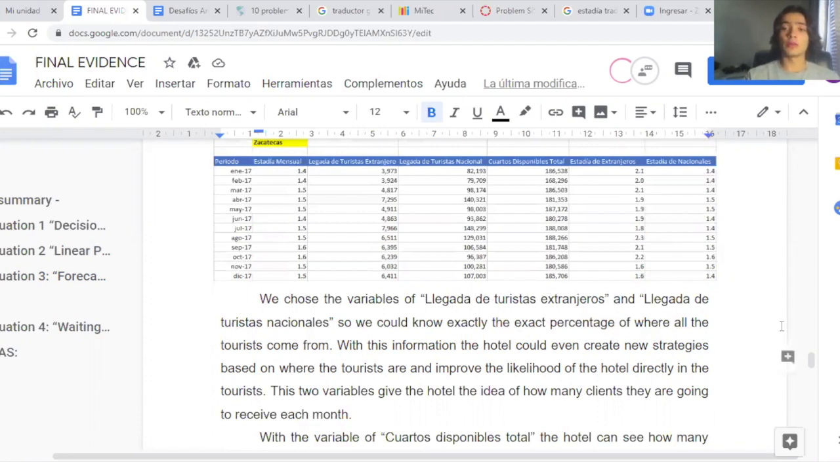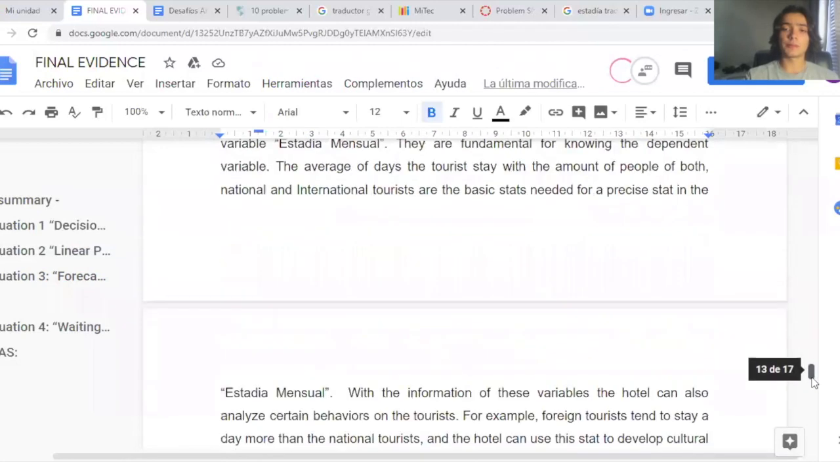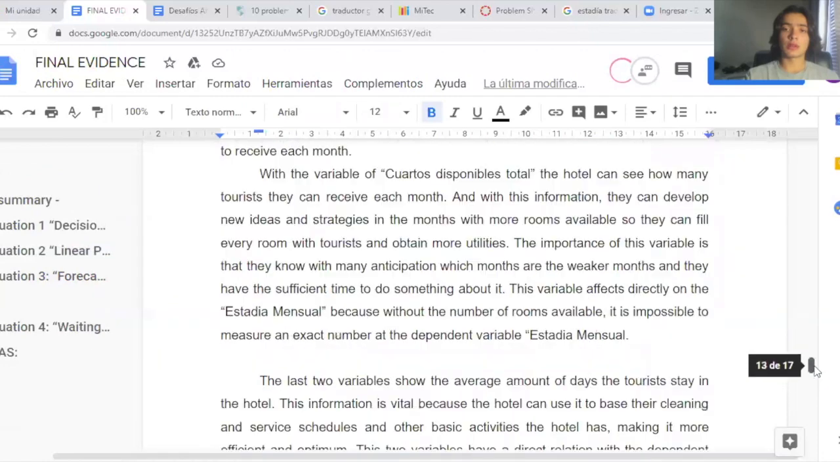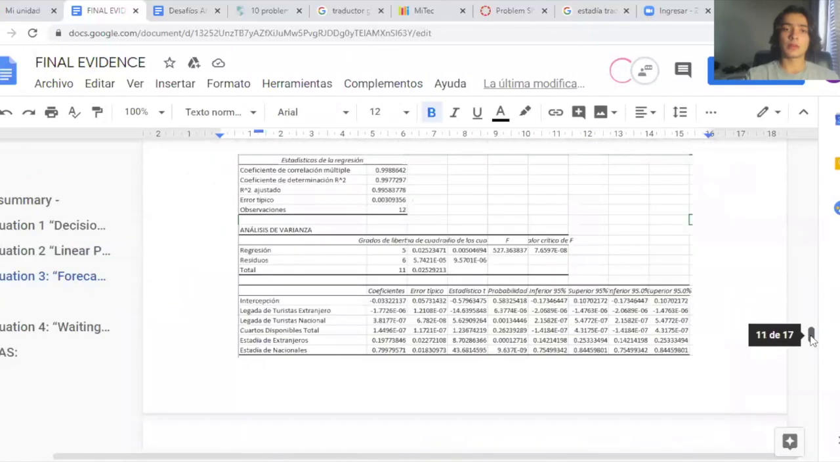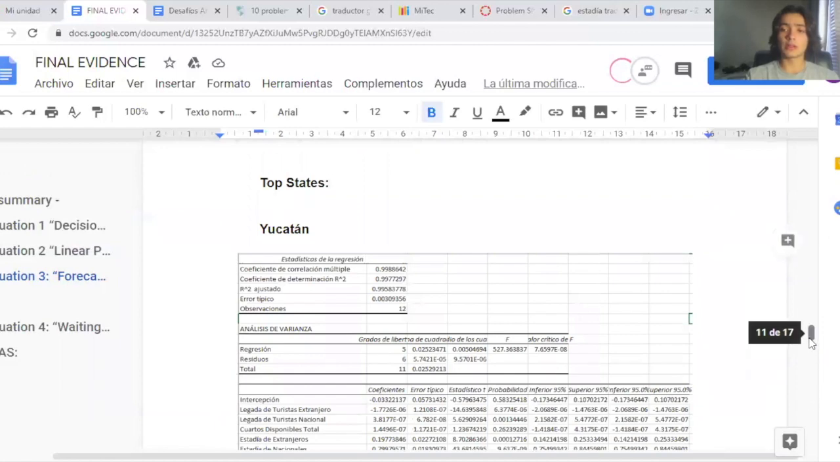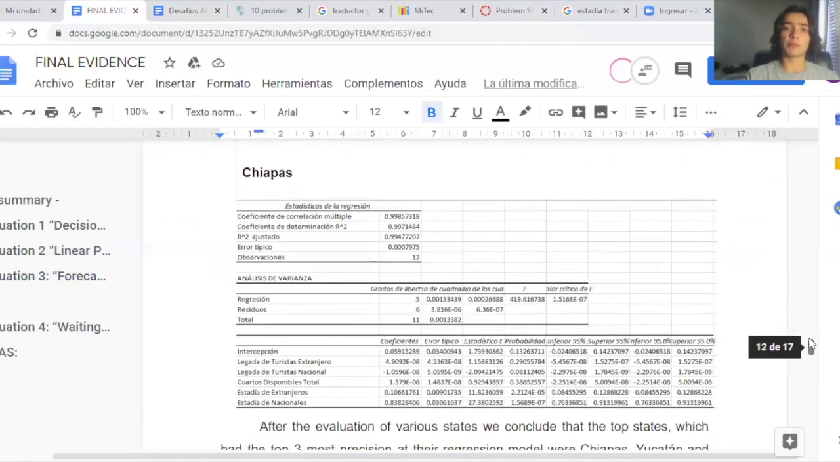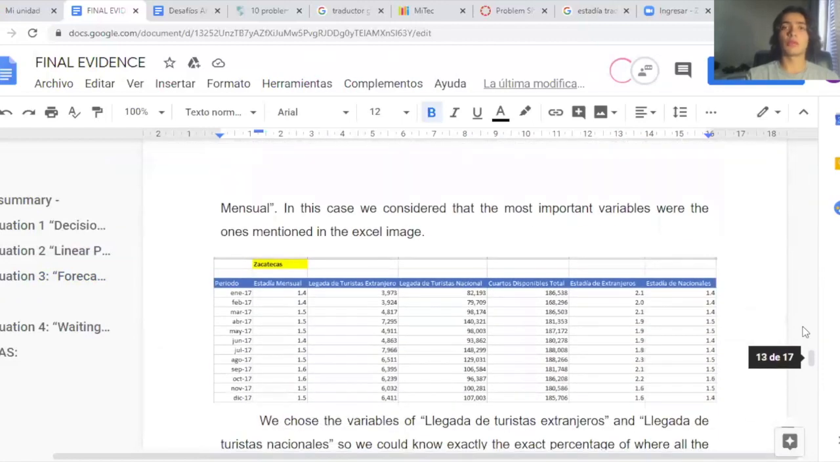So then through this data, we performed a multiple regression analysis where we compare the different states, in which the criteria to decide which were the top three was the accuracy of relation with the dependent variable, which was the estadía mensual. So the top three states were, where we can see it here, Yucatan, Ciudad de Mexico, and Chiapas, which had the most accuracy.